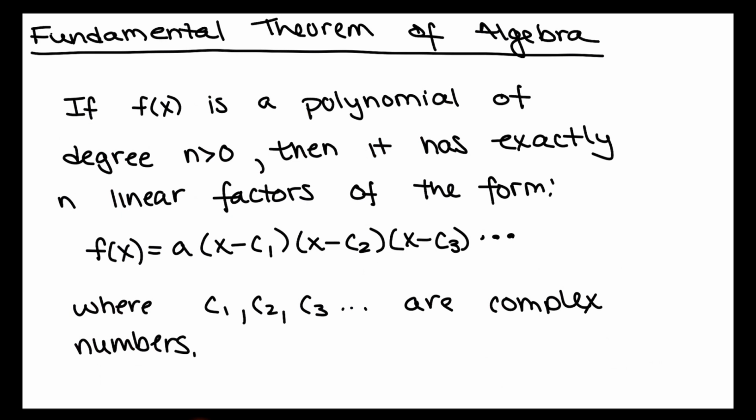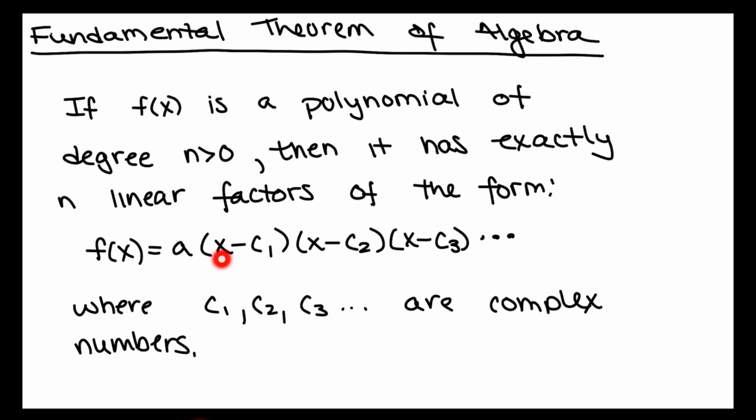Next theorem, lots of theorems in this section, is known as the fundamental theorem of algebra. This theorem says if we have a polynomial of degree n, so largest exponent is n, then it has to have exactly n linear factors. So a 4th degree polynomial can always be factored into 4 linear factors. A 5th degree polynomial always has 5 linear factors.